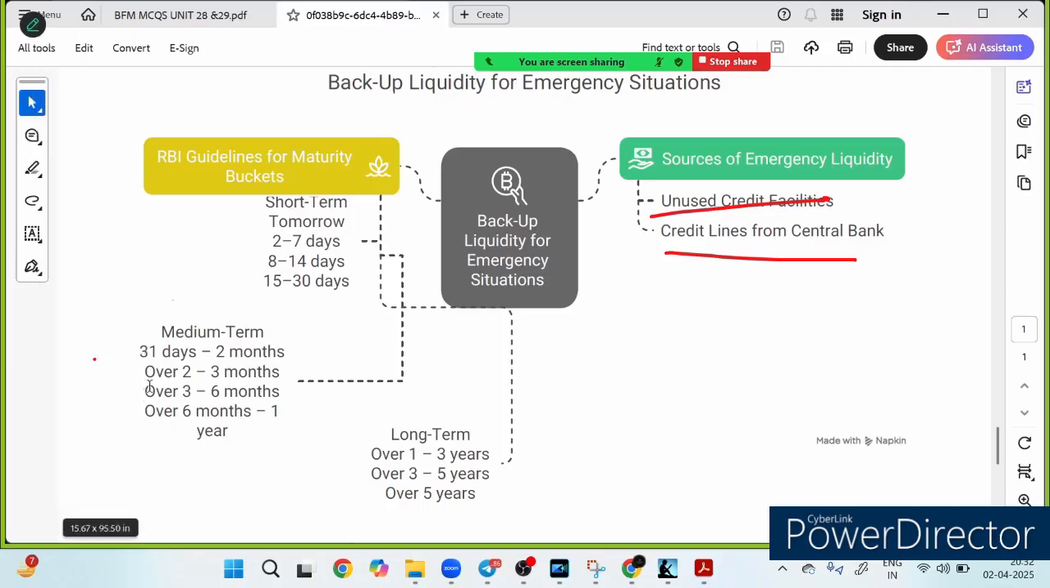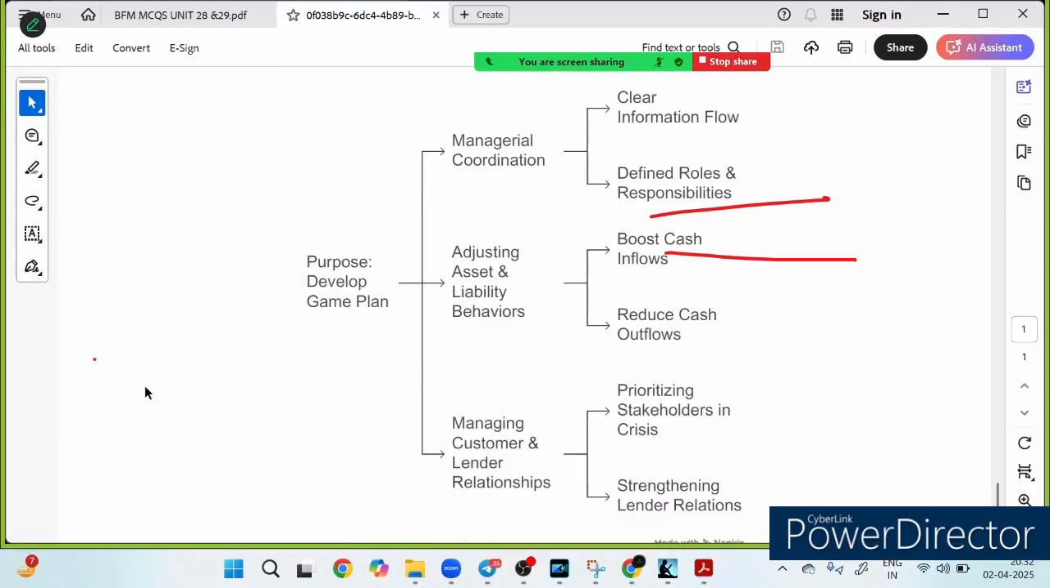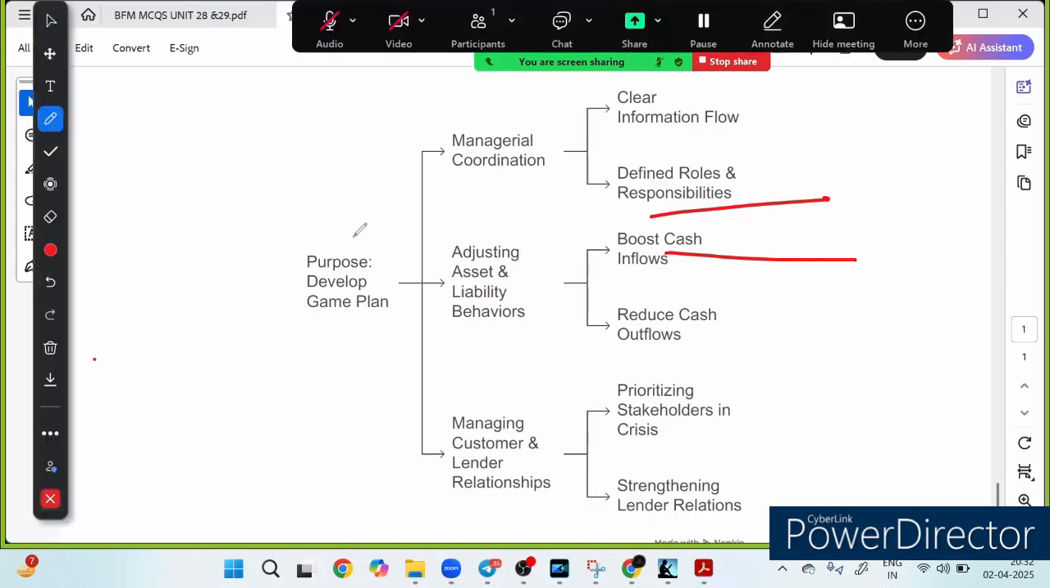Now friends, let's talk about, I think there is one more slide. Yes, crisis management strategy. Let's talk about it now. So friends, let's talk about how crisis management works, and what strategy organization follow to handle tough time. So whenever a crisis hit, it is critical to have a clear game plan in place to manage the situation effectively. And the core purpose of a crisis management strategy is to develop and implement the game plan. You can see that is the purpose.